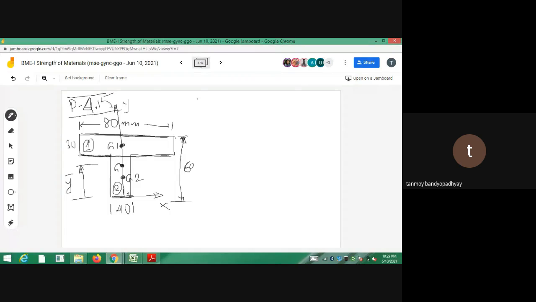So for rectangle 1, A1 is equal to what? The area is 80 into 30, so that is 2400 millimeter square. Then Y1. So what will be the location of the centroid? So Y1 is this one. So this total distance is Y1.